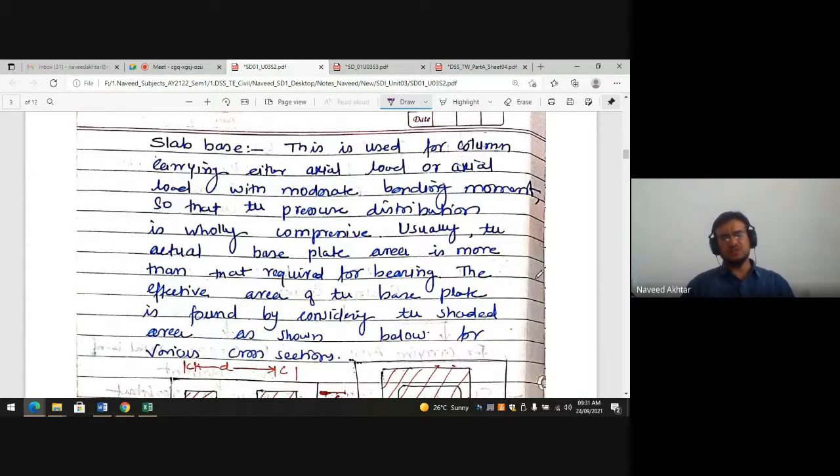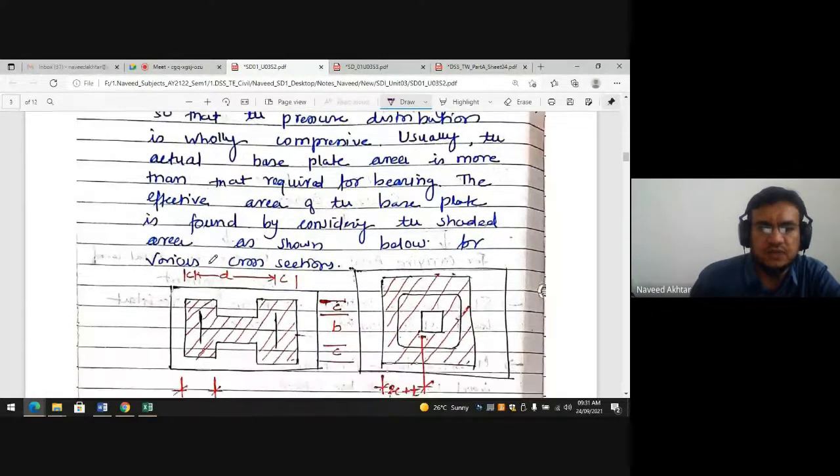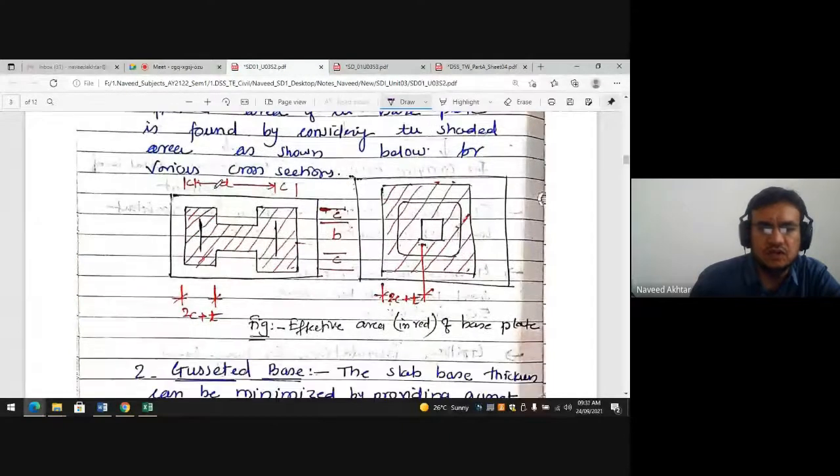When the base plate is provided, it is used for a column carrying either axial load or axial load with moderate bending moment, so that the pressure distribution is wholly compressed. The pressure distribution in the slab base should be wholly compressive in nature. Usually the actual base plate area is more than that required for bearing, and the effective area of the base plate is found by considering the shaded area shown below for various cross sections.